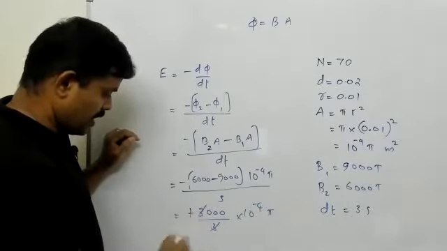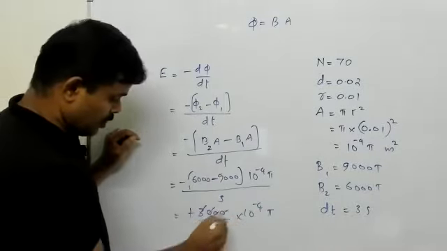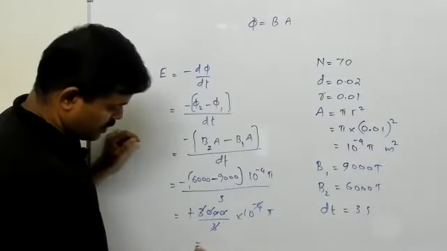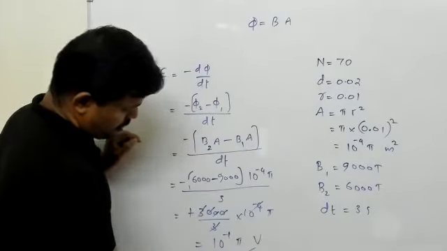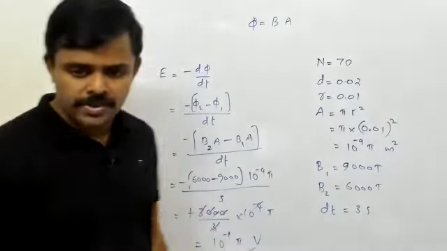So 3 and 3 are cut. 1, 2, 3 zeros are cut with this, 10 power minus 1. So the answer is 10 power minus 1 pi volts. Did you understand? Question number 8.